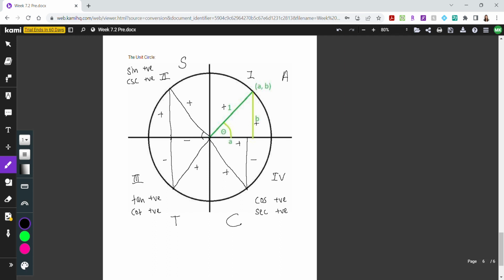But for right now, for your pre-lesson video, just remember all of this. As usual, if you have any questions, especially about the unit circle, because I know it can be a little bit confusing, shoot me a message or bring it to your deep dive lesson.